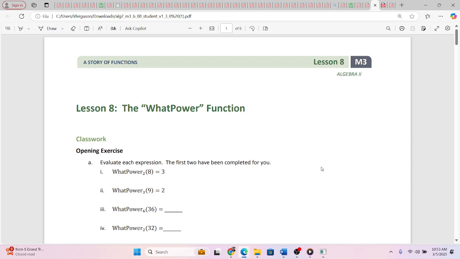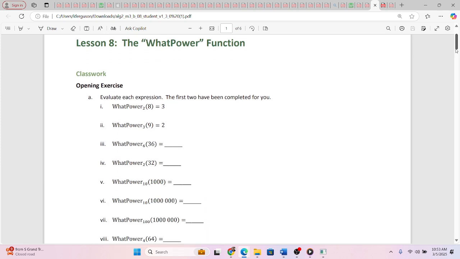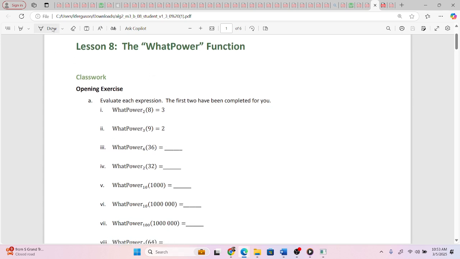All right. So we're on lesson 8. We're dealing with the what power function. What? The what power function. So the way I read it is... What page is that? Not a clue.